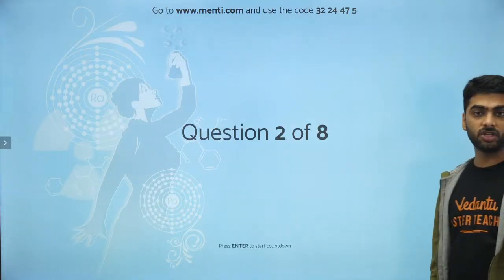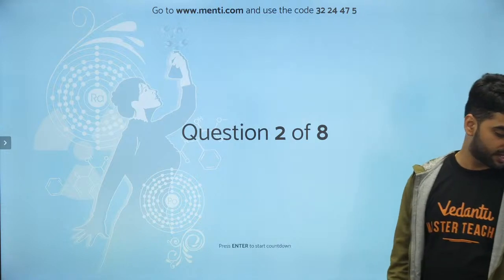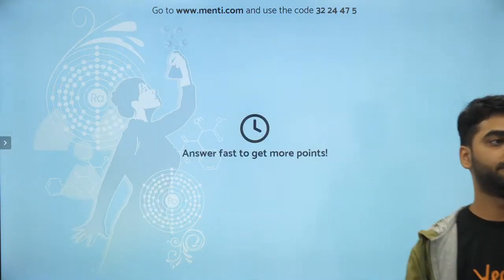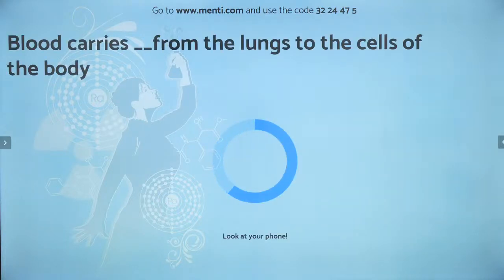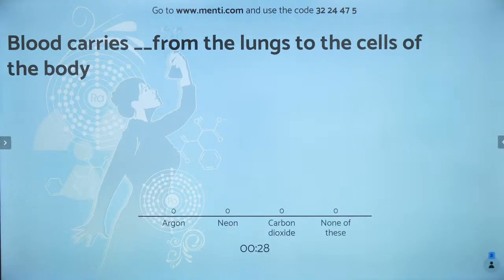Question number 2. Make sure you read the options carefully. I'm starting it now. Chalo. Blood carries dash from lungs to the body. Lungs se hume kya milta hai? Argon, neon, carbon dioxide or none of these. Blood carries dash from the lungs to the body.